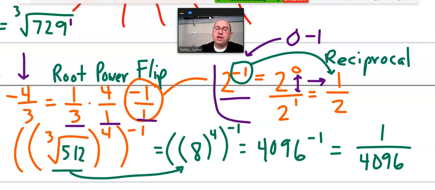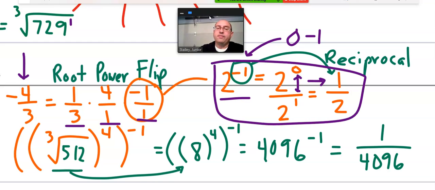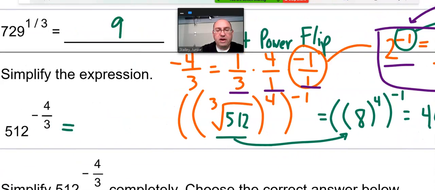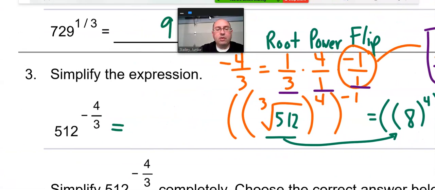No, I'm just trying to illustrate the idea that when you raise something to a negative exponent, it causes the base to flip. Not the exponent, just the base. Okay, then let's look at this example a little bit closer. So we're starting with 512, and we're raising it to the negative 4/3 power.